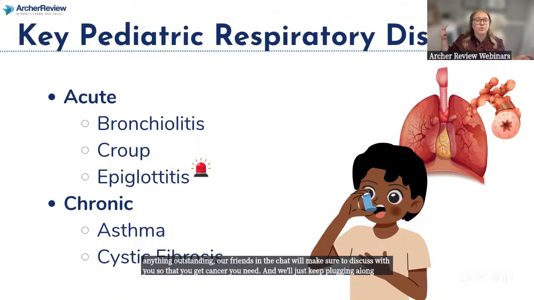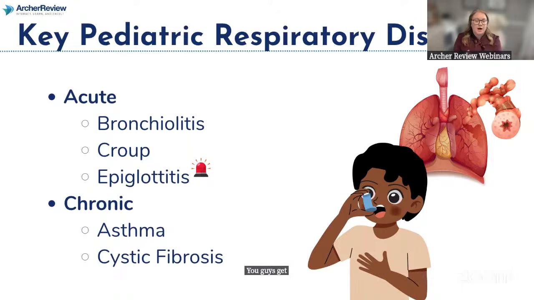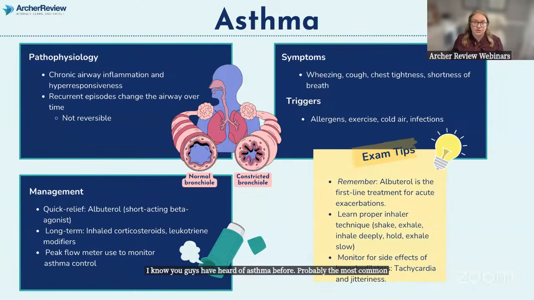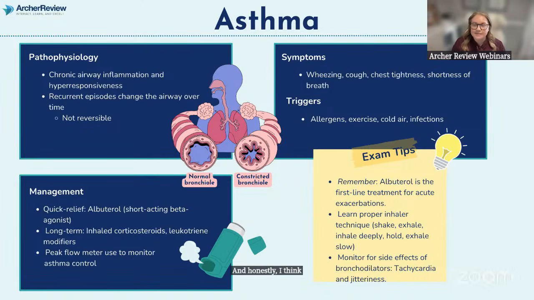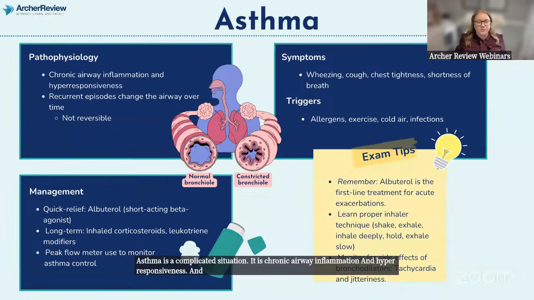We have 2 chronic disorders that I want to make sure you guys get a good understanding of. So the first, asthma. I know you guys have heard of asthma before. Probably the most common chronic condition in pediatrics. We see a whole lot of asthma. And honestly, I think a lot of people make it sound simple. Asthma is a complicated situation. It is chronic airway inflammation and hyper-responsiveness. And that second part is what I feel like people forget about.